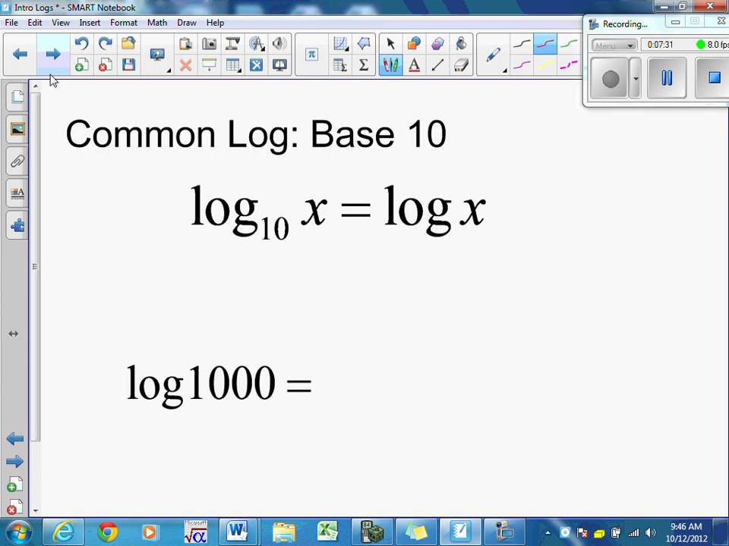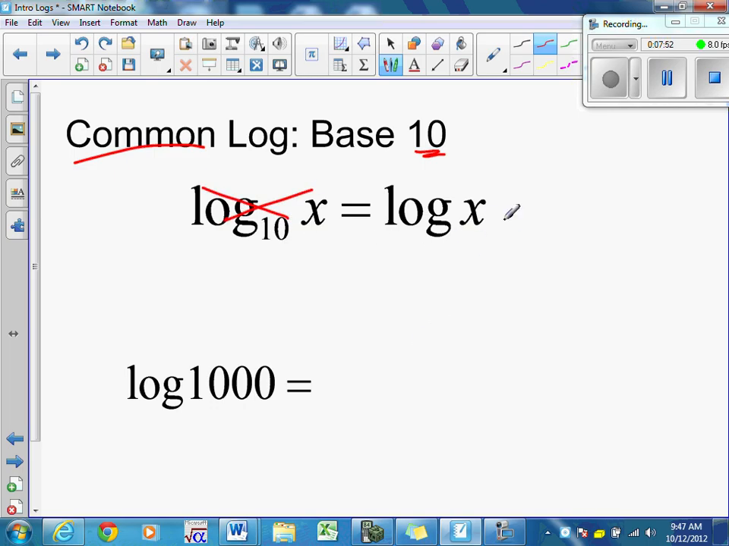The other is the common log. Common log, and this is base 10. Most of you will like this one better for the simple fact the e freaks you out. You don't like anything with the e's. You like things with just 10. It's a number you understand. But instead of putting the base 10 here, we just leave it blank.